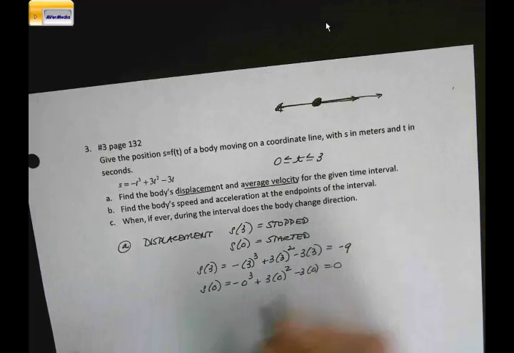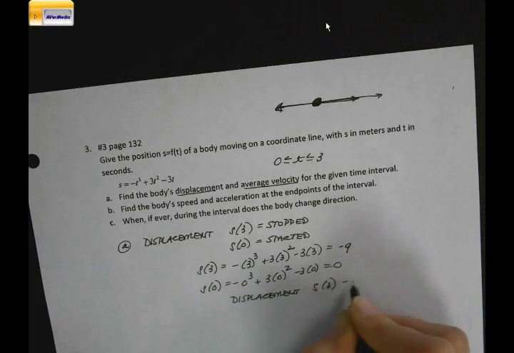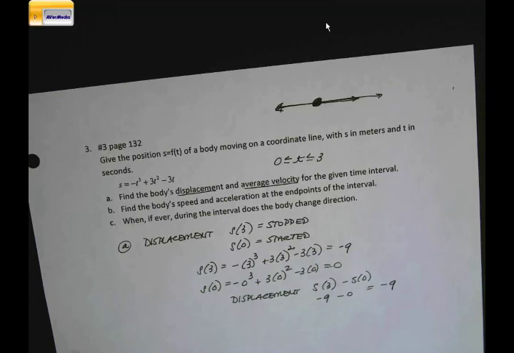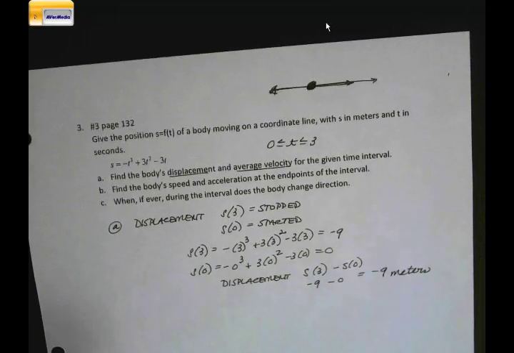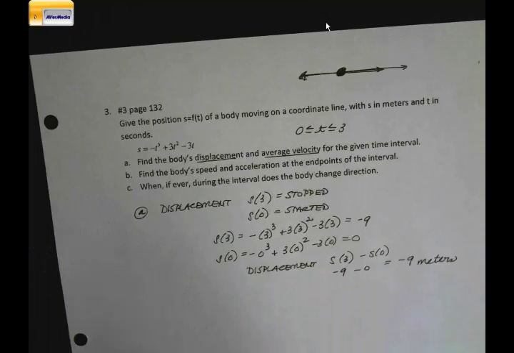So to find the displacement, it's where you stopped minus where you started. So it's negative 9 minus 0, and it's negative 9. And displacement can be a negative number. So it would be negative 9 meters, which means really to the left or backwards 9 meters from the point of origination. So displacement can be negative. Y'all be careful with that. Okay? Then it asks for average velocity.